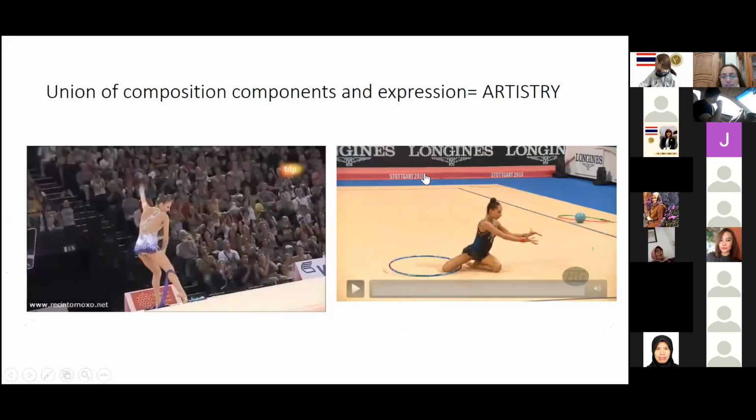So here you could see how they use their apparatus, how they use their body segments, how they made connections, how they could interpret the music with their body elements that they chose.